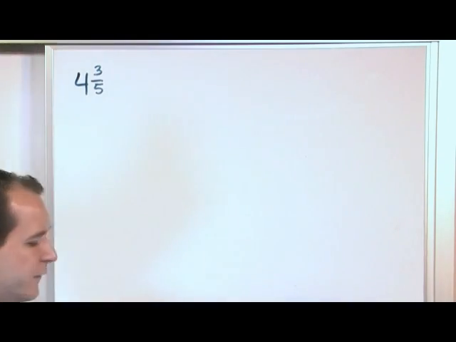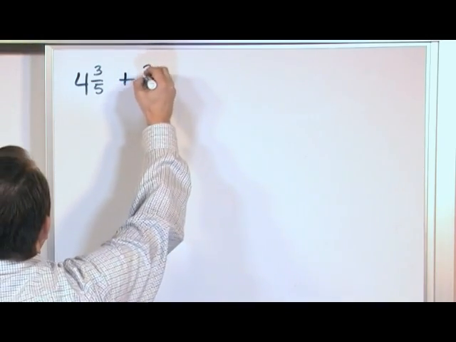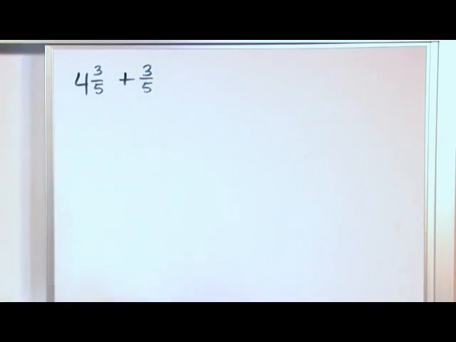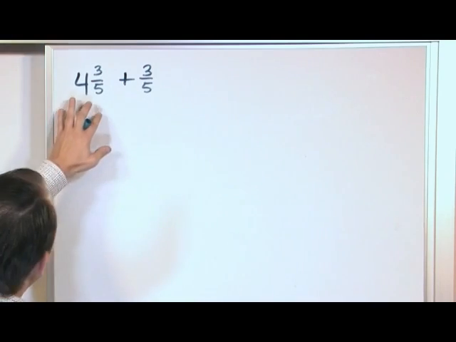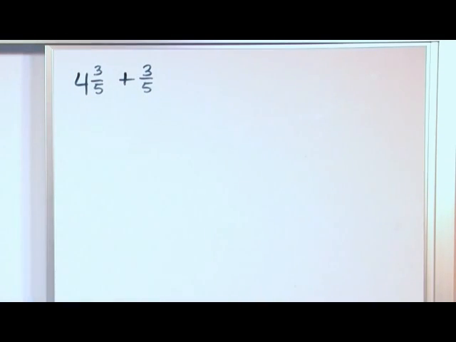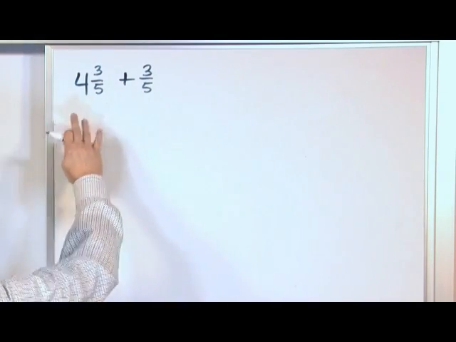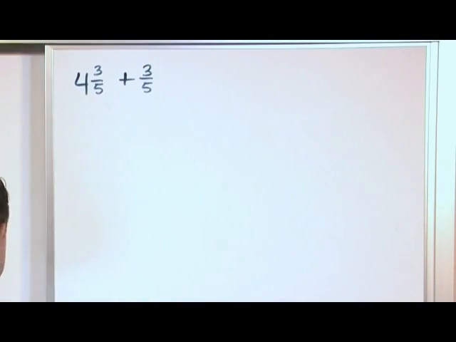That's all it is. So if you ever see a problem where you have to add these guys to something like 3/5, this stumps a lot of students because you have this weird number out front, you're not really sure how to handle it. The easiest way to probably do that is to convert this mixed fraction to an improper fraction. It's probably the easiest way to handle it.